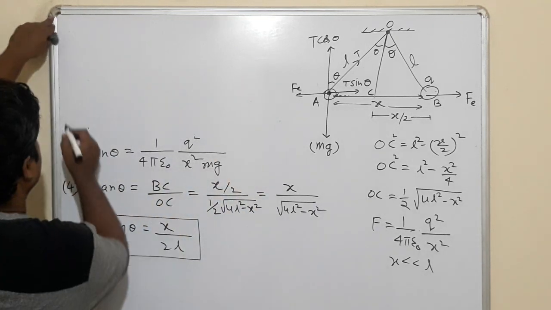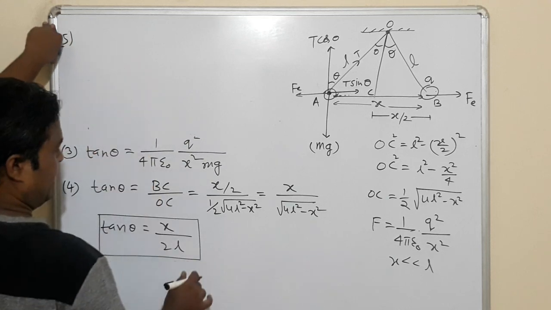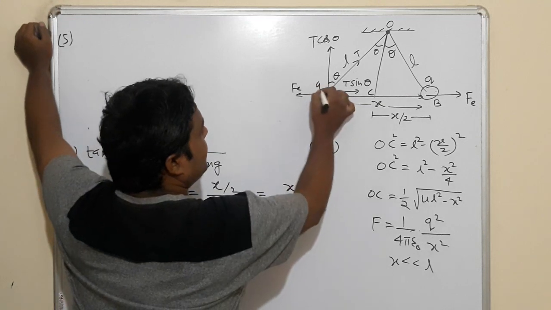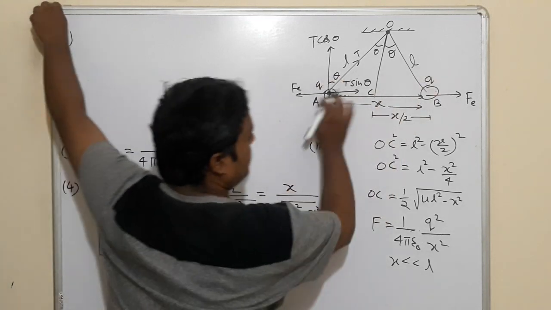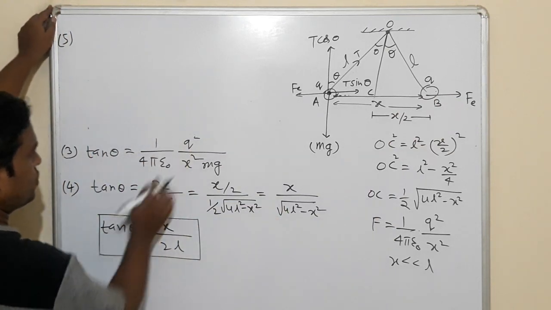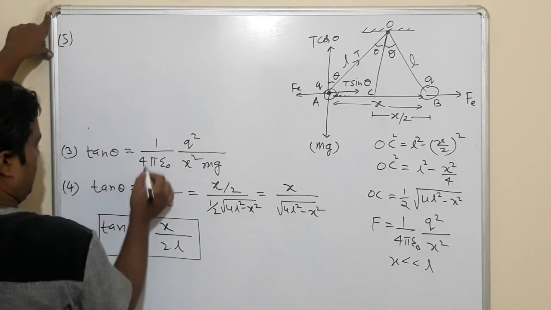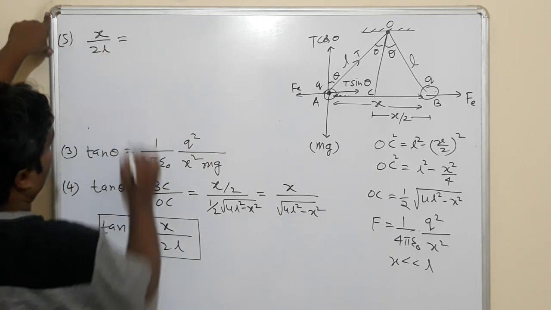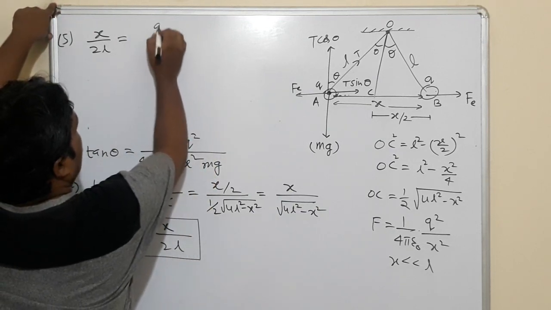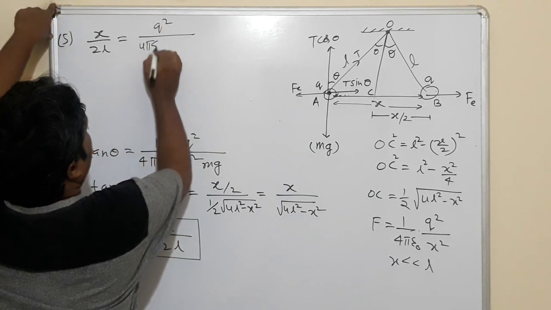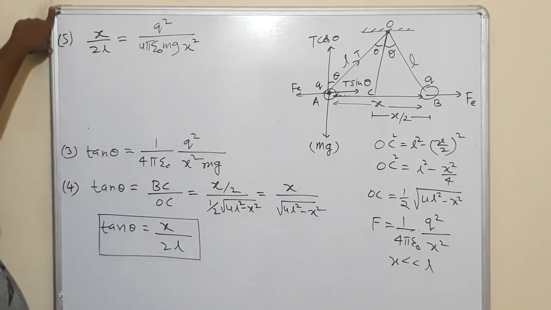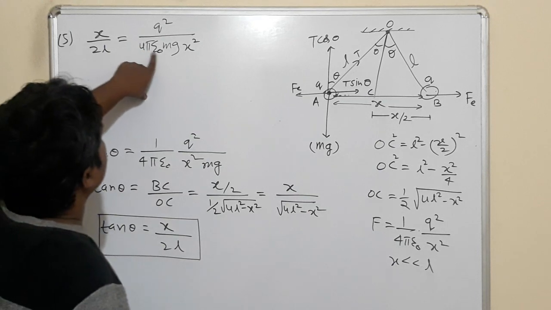On comparing these two equations, we will get an important relation here. What is the relation between this charge and distance? Charge is q, distance is x. Then equating these two, what we will get is x by 2l will be equal to, I can write this as force F, then this will be q square divided by 4 pi epsilon naught mg, divided by x square. This 2l is constant, all these things are constant.